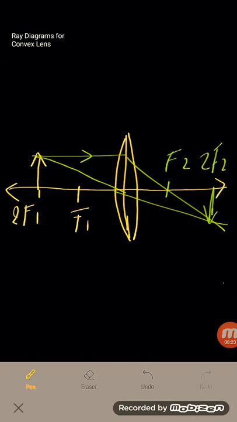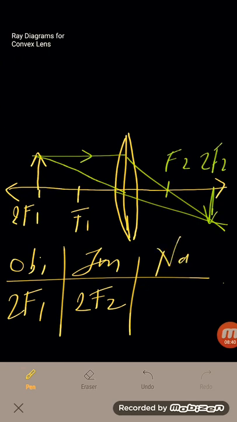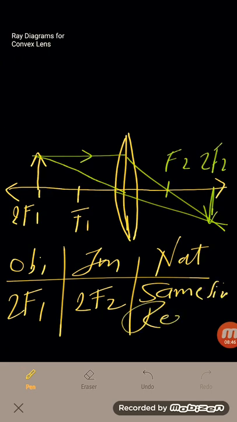Okay, right? So you will remember this. If the object is at 2f1, the image is at 2f2, and this you'll get of the same size. The nature is real and inverted, right? Correct.